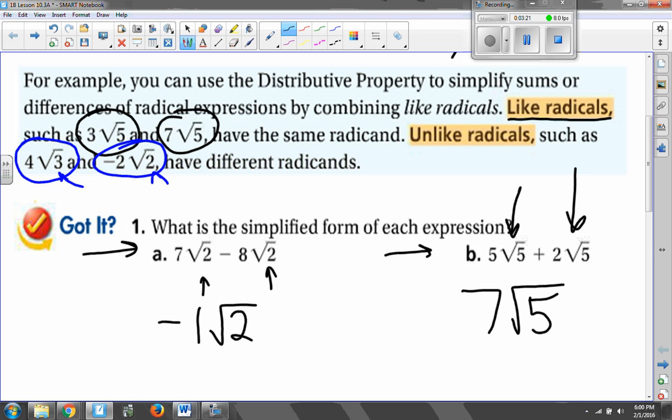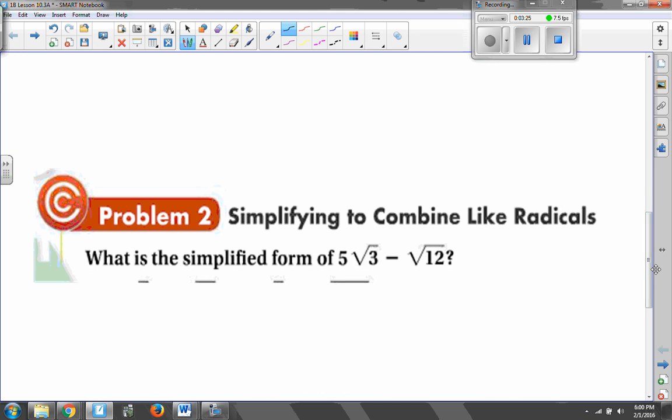Now, if they are not like radicals, for example, 5 square roots of 3 minus the square root of 12, those square root numbers are not the same, but I believe I can simplify this square root of 12 right there. I believe I can simplify it by looking for a perfect square number that goes into it and see what I end up with. So I'm going to do that.